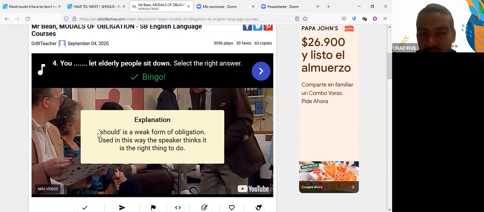So, should es una forma, digamos, débil de obligación. Usado de esta manera, el hablante piensa que es la opción correcta que hacer. ¿Sí? Entonces, como cuando vas en un bus, todo el mundo espera que tú lo hagas, pero si no lo haces, nadie te va a venir a decir, oye, eso está en contra de la ley, ¿no? O sea, es como una cuestión de cortesía. Let's continue.